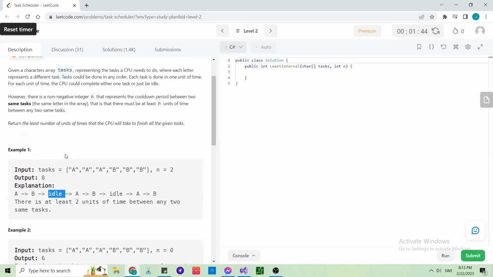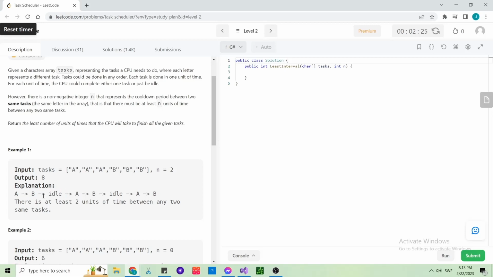So we have a cooldown period, which is n, and that means if we have two of the same letter, which means the same task, we need to have at least 2 units of time in between. So if we have AAA, that means we have to have A something something A. So between each two of the same letters, it has to be at least the same amount of cooldown period in between.